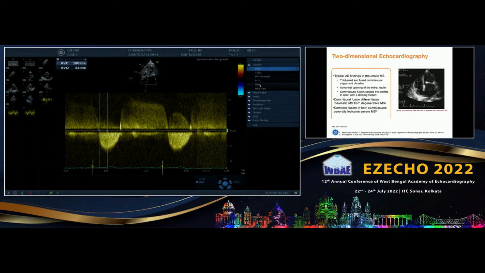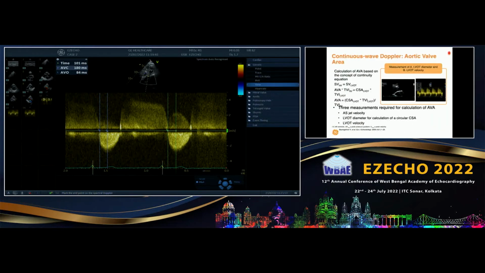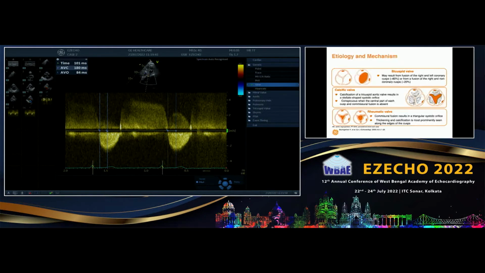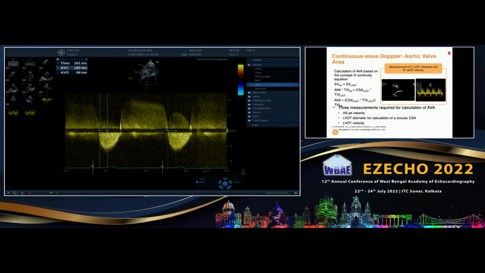Then look at the spectral broadening. You have got a lot of spectral broadening here. That means the RBCs are moving at different velocities throughout the systole. But in AR, you don't have much spectral broadening. That means the AR is not that voluminous. So many qualitative things you can put together, looking at all this.